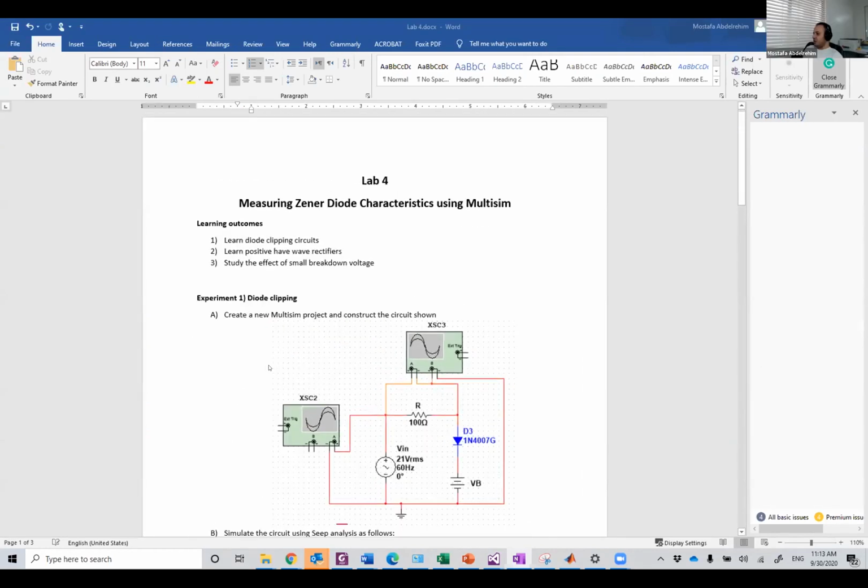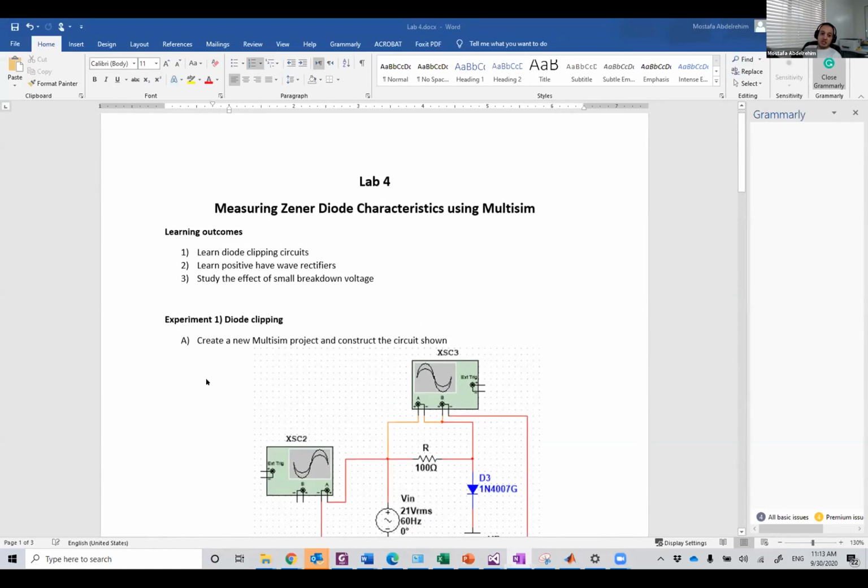Okay, so this is lab 4 now, which is just applications for the diode. We will explore 3 applications and a problem. These 3 applications are the diode clipping circuits, the positive half-wave rectifier, and the effect of breakdown voltage of the diode in half-wave rectification.